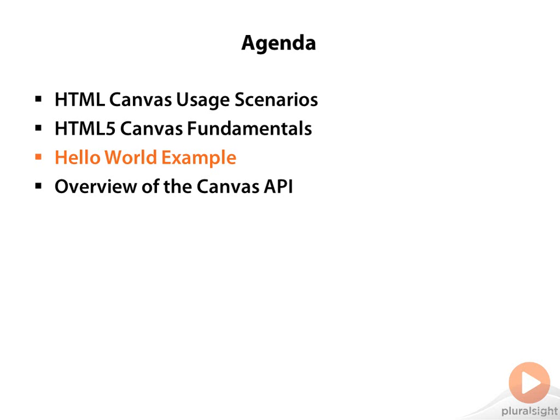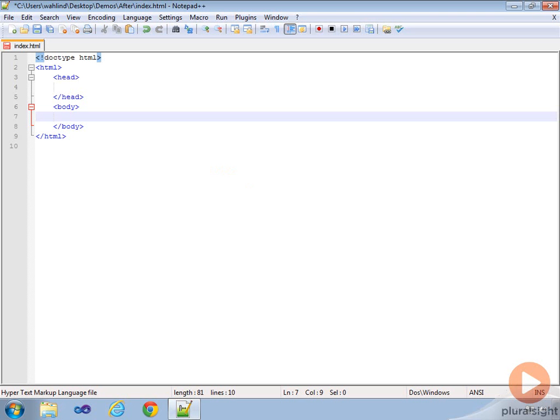Now that you've seen the steps that can be followed to get started using the canvas, let's go ahead and put those steps into action and do a demonstration. To demonstrate using the canvas, I've created a simple HTML5 document that you can see here, and I'm going to follow the steps that I outlined in the previous section of this module.